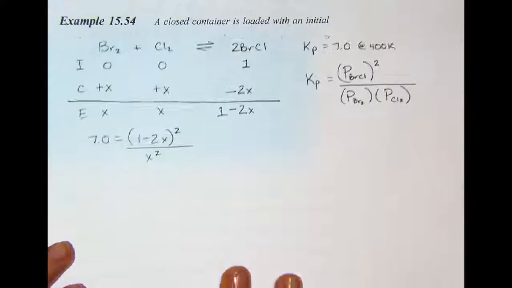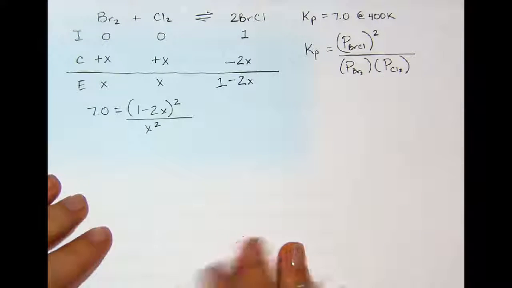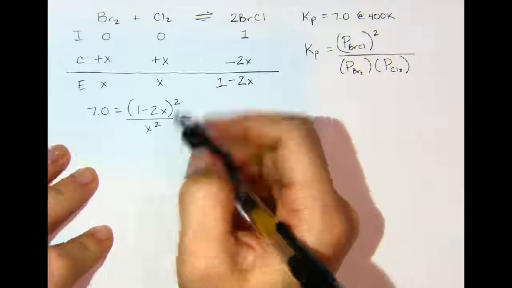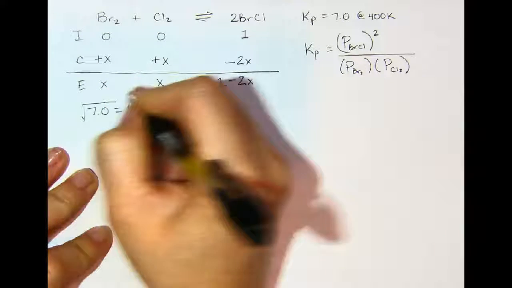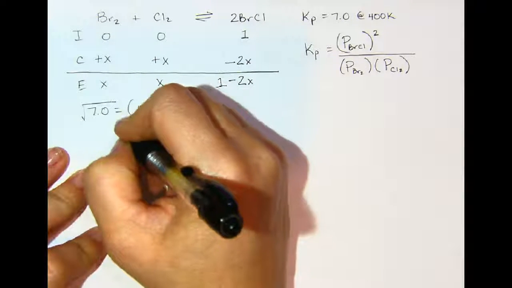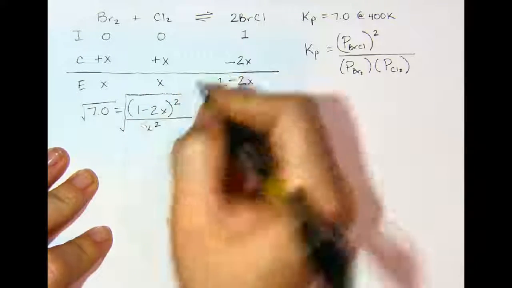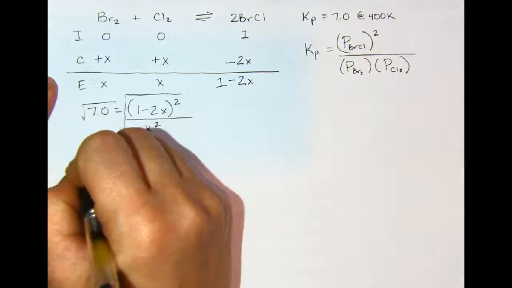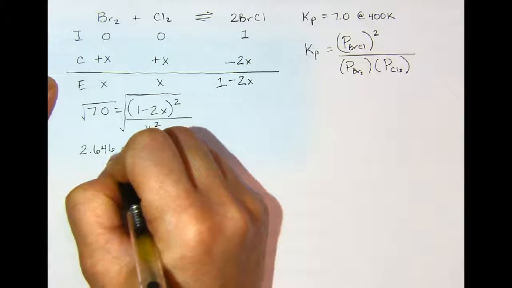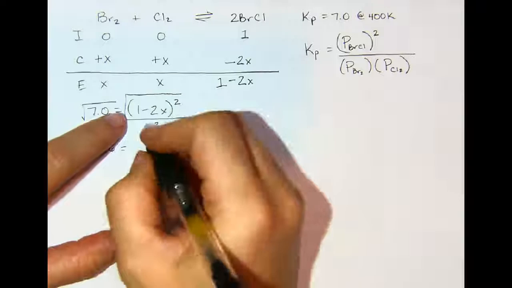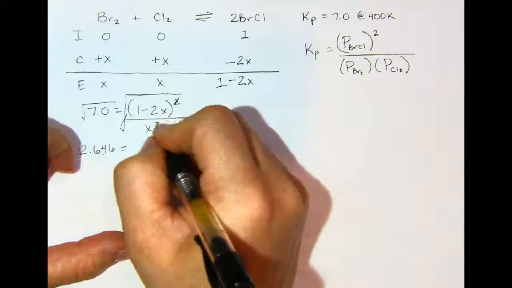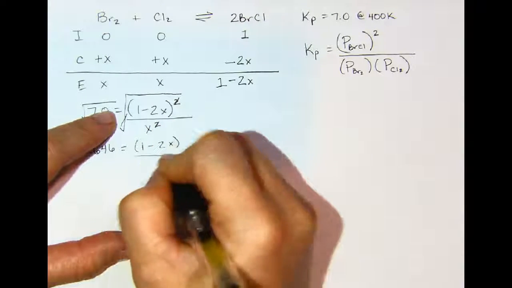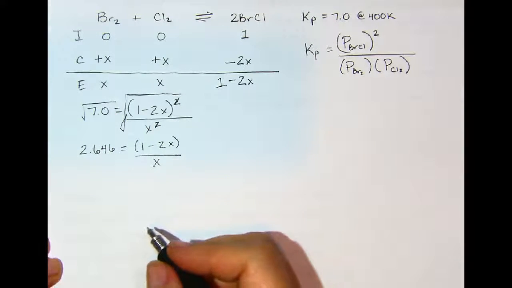So this actually gives us a situation where we have squared over squared, and in that case, we can take the square root of both sides of this equation. The goal here is to solve for x. So the square root of 7 is 2.646 equals, and then the square root of this just cancels with that squared, and so that leaves me with 1 minus 2x over x. And so now I can solve for x.